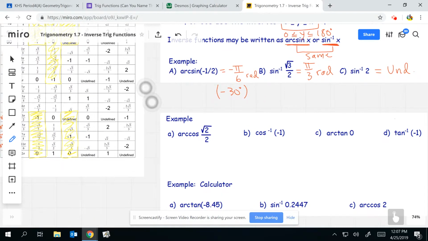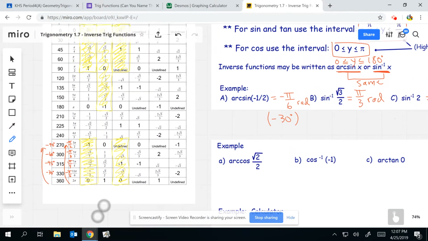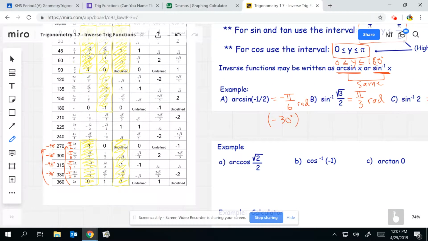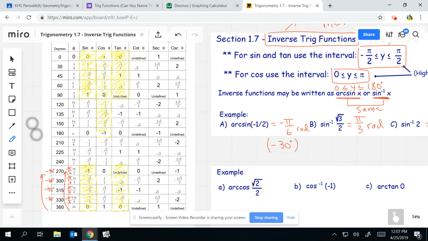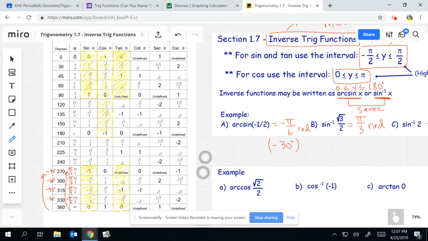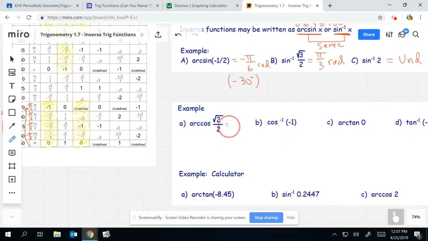Let's see, cosine. Where is cosine radical 2 over 2? In the shaded area, because I know it's down here at the bottom, 315, in the non-shaded area. In the shaded area, radical 2 over 2 is at 45 degrees or pi over 4 radians. We'll stay in radians right now, so we'll do pi over 4 radians.